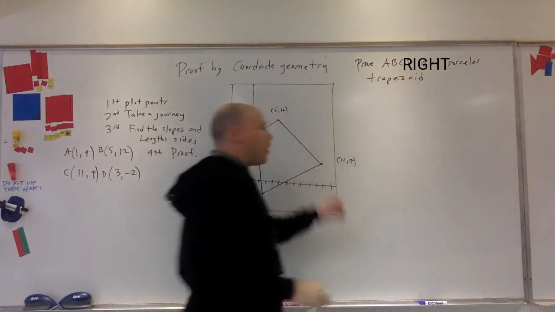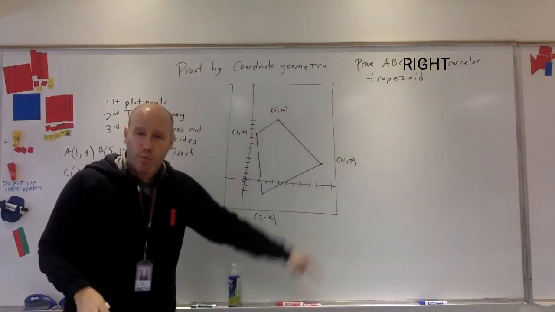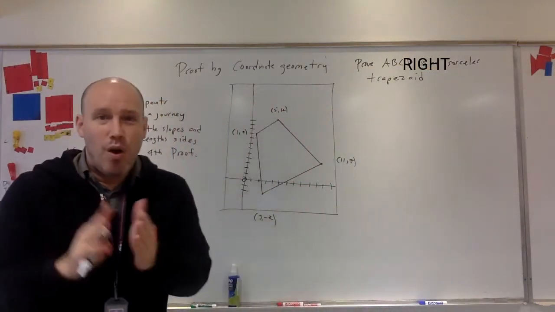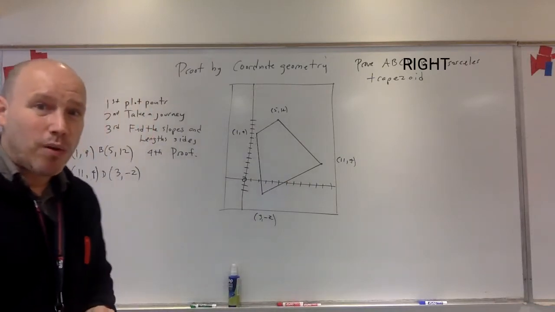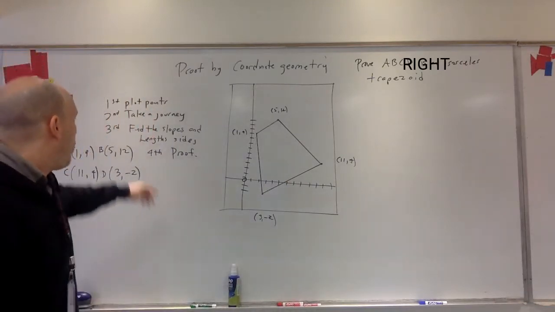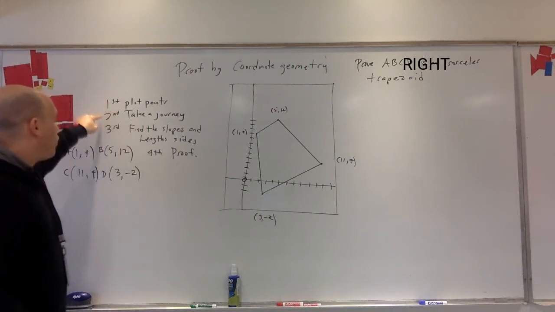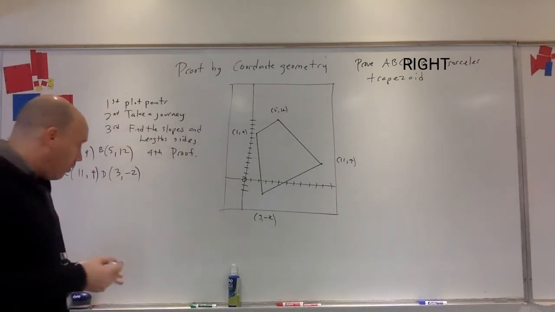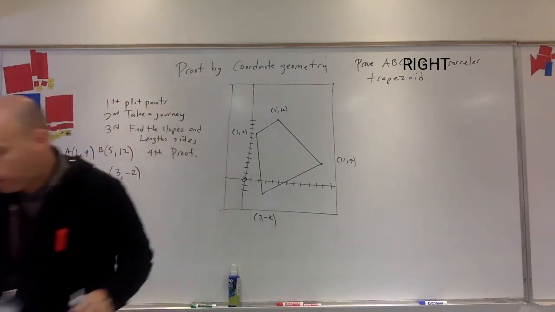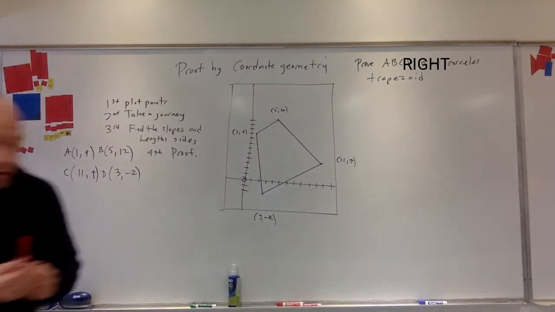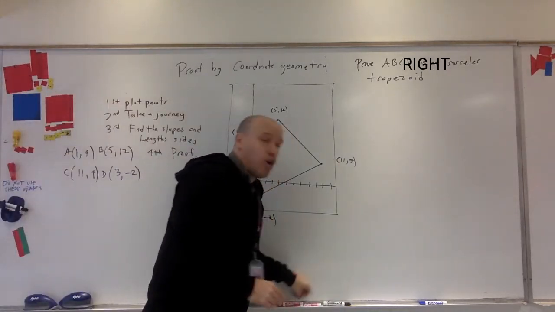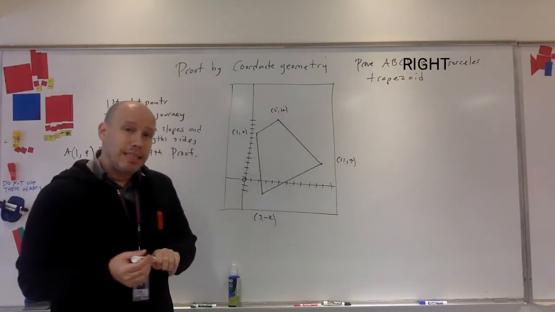First I'm going to do the proof, then we're going to go over a couple of rules, and then I'm going to let you work on the proofs that I'm going to upload. Okay. Step 1 is plot the points. Step 2, take a journey. What do I mean by that? We're going to start at A, and we're going to go from A to B to C to D.